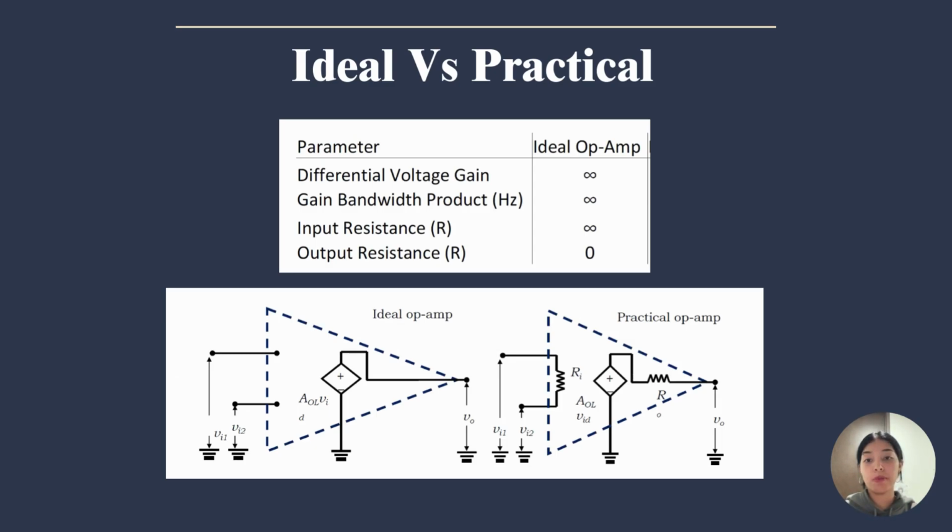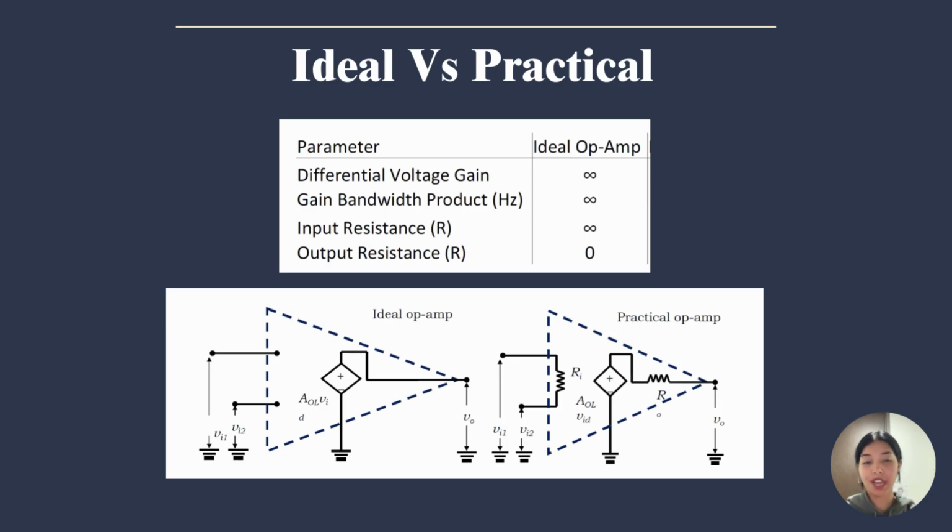And zero input offset voltage. This ensures that the output is exactly zero when both inputs are at the exact same voltage. However, in the real world, op-amps deviate from this ideal behavior due to manufacturing limitations. So we have the real ones.